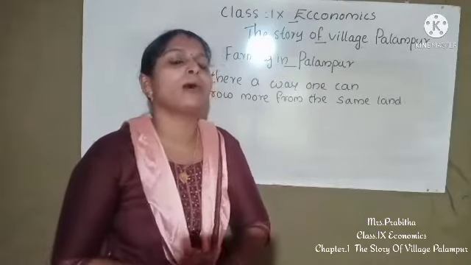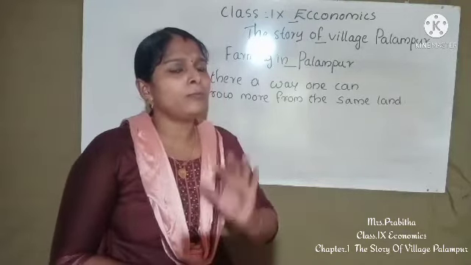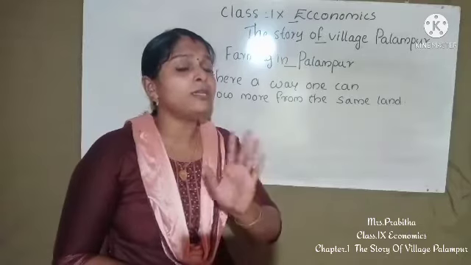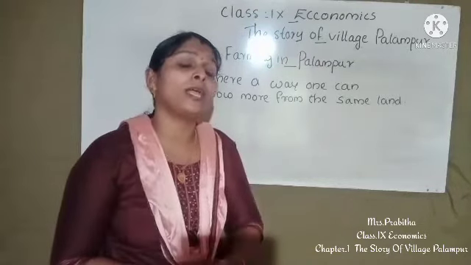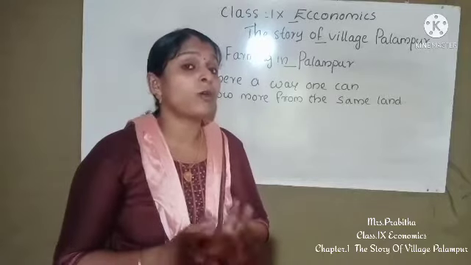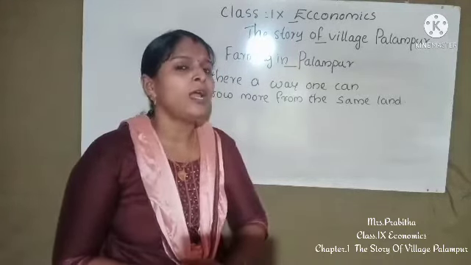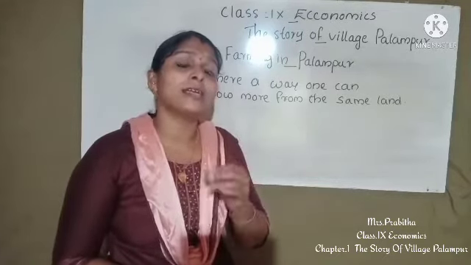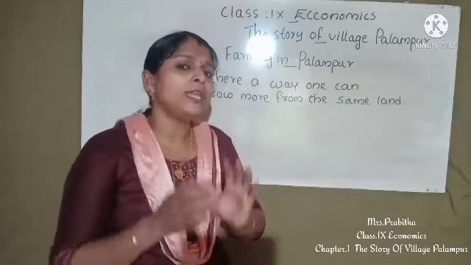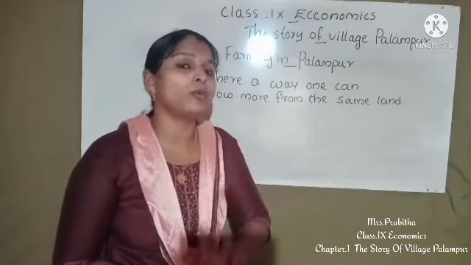Most of the part of Palampur is cultivable land. So the farmers are growing three types of crops there. During the rainy season, they are growing kharif crops. Kharif crops like jowar and bajra mainly they are growing. These crops are considered as cattle feed. Then in between the months of October and December they are growing potato also.